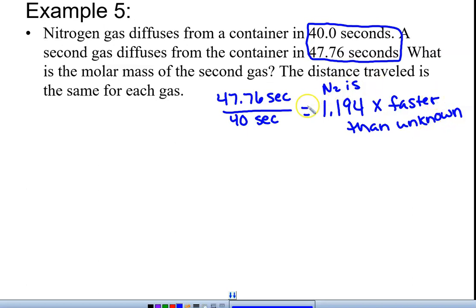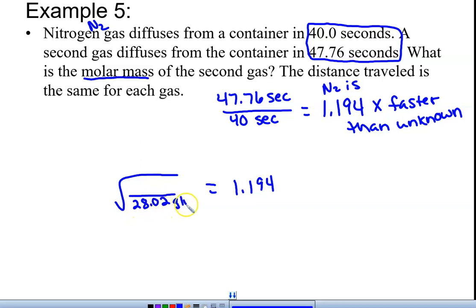But I'm going to need Graham's law because the question asked for molar mass, and Graham's law is the one that has the molar mass. But I know nitrogen's faster. I know how many times faster. So now I can take this 1.194 and stick it over here. Does that make sense? Okay, and then I've got to decide which one's on top and which one's on bottom. Nitrogen's faster. Nitrogen is diatomic. It is one of those diatomic elements. So it's not just 14.01, but 14.01 times 2. You get 28.02 grams per mole. And I don't know this.